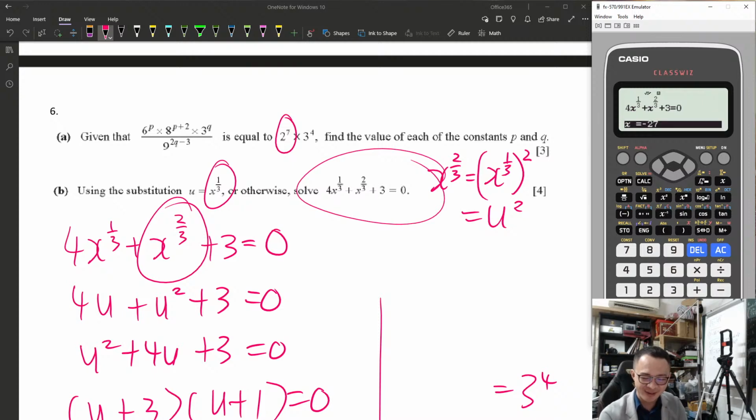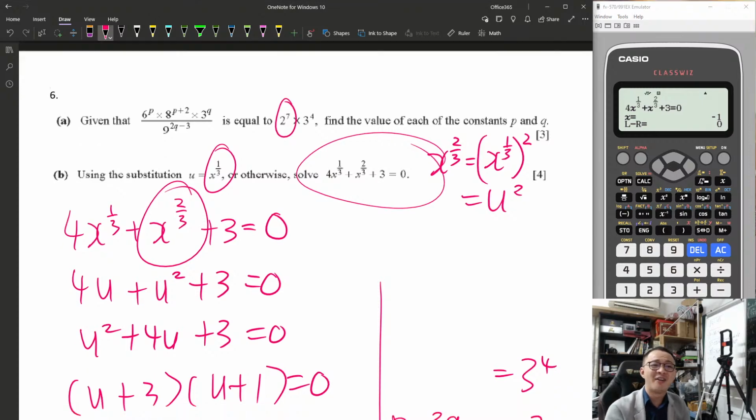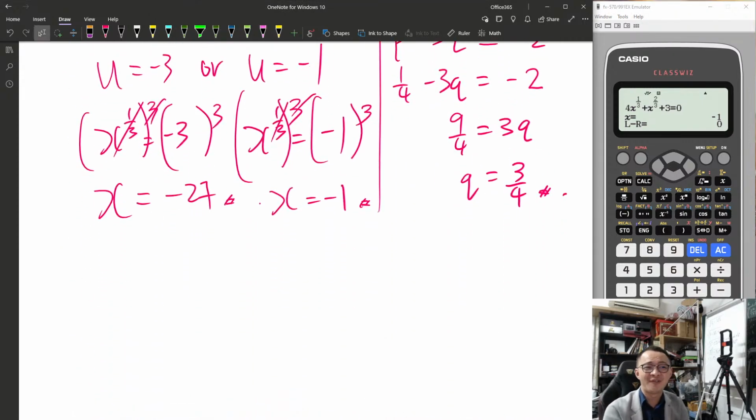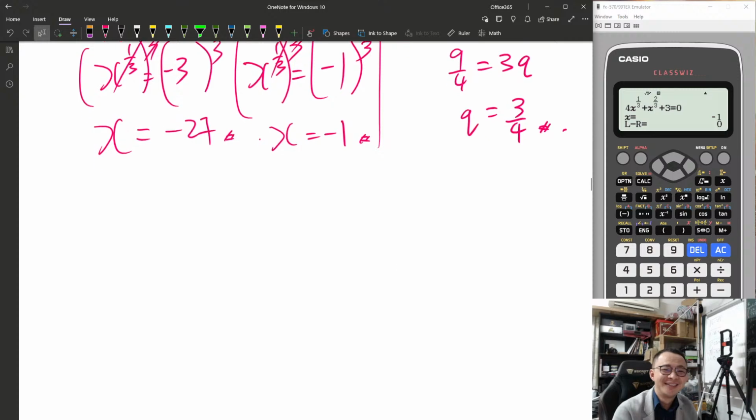So I just insert 0 for it, maybe. Yeah, so I get -1. So yeah, then I'm very confident -27 and -1 are the correct answers. So therefore, like I say, there's no way you make mistake for this kind of question, because you can use the calculator to check. Okay?